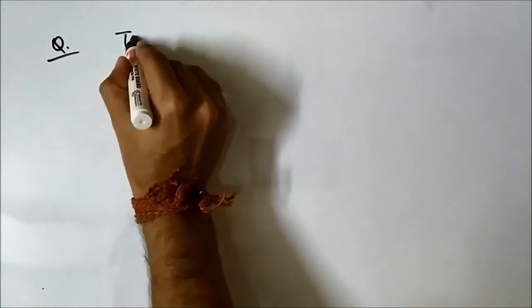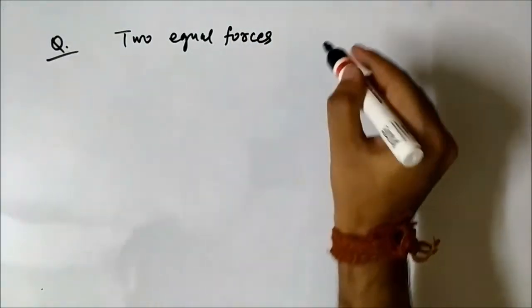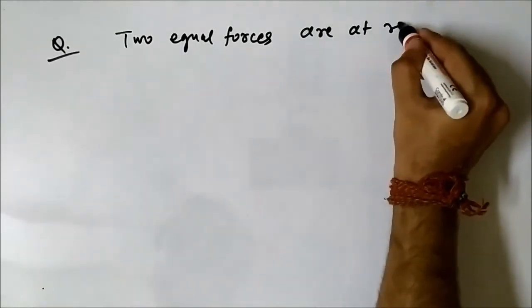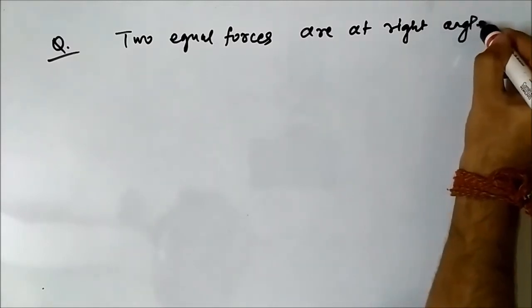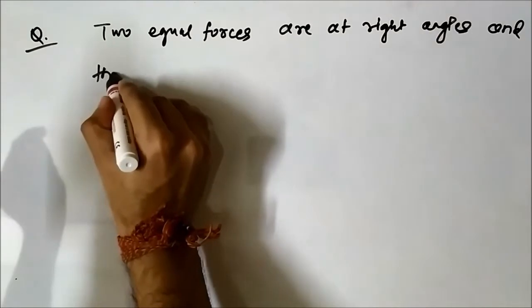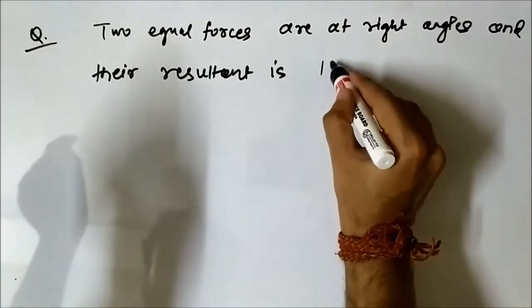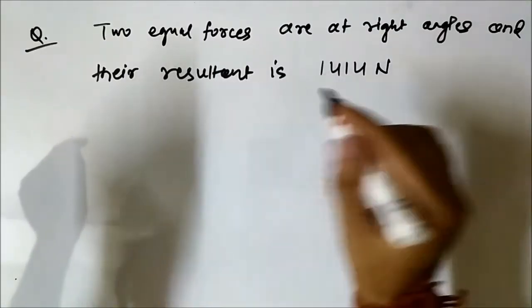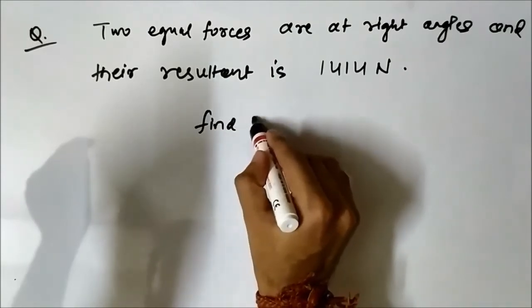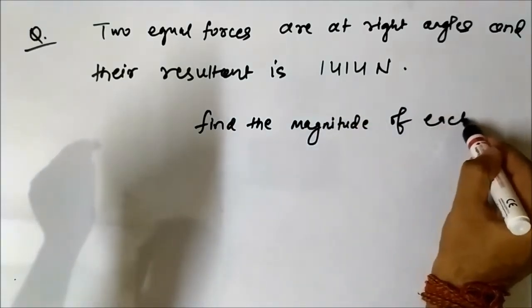The question says that two equal forces are at right angles, means 90 degree, and their resultant is 1414 Newton. We have to find the magnitude of each force. This is the objective.